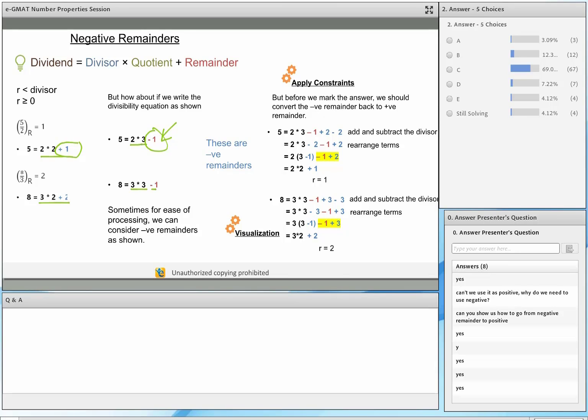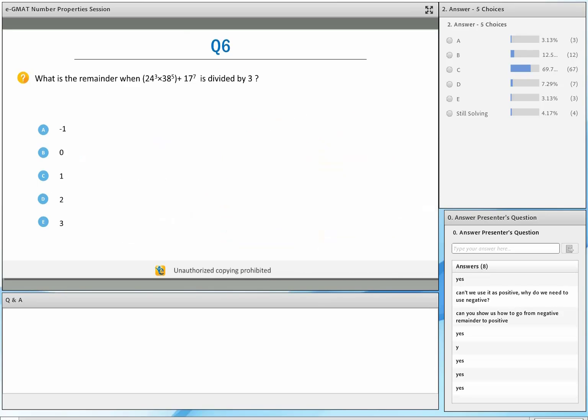Now, how do we go from negative remainder to positive? Look at this. We have minus 1 here, right? So all we have to do is add 3 back to minus 1. Essentially, think about it this way. If I write minus 1 in terms of two parts, one part that's divisible by 3, the other part that's not divisible by 3, how will I write that? I will write it as 3 minus 1 over here, right? So I'm going to get 2. That's how you have to think about it.